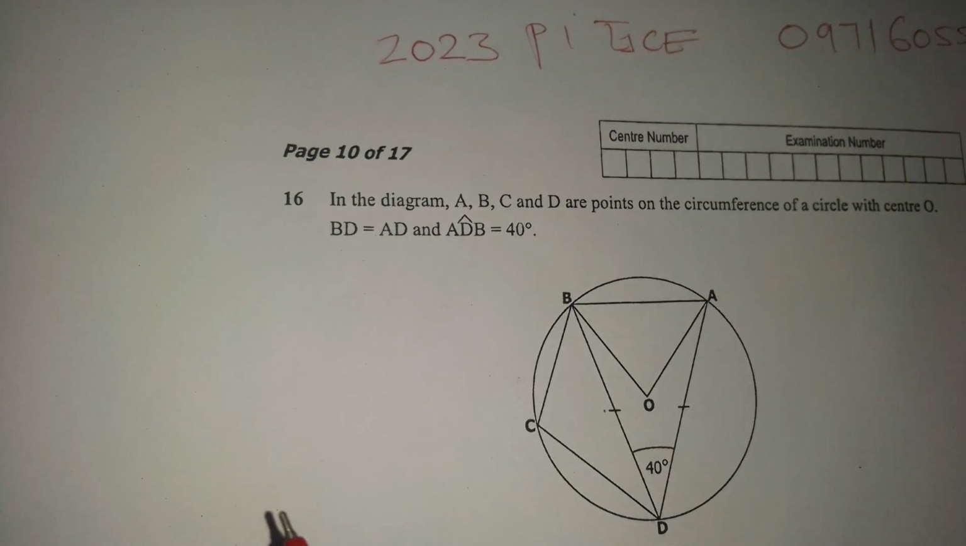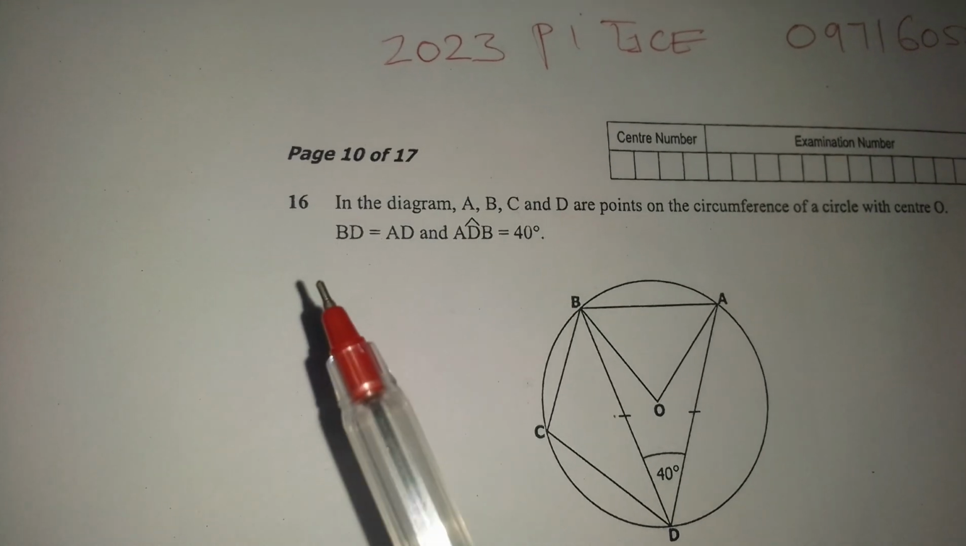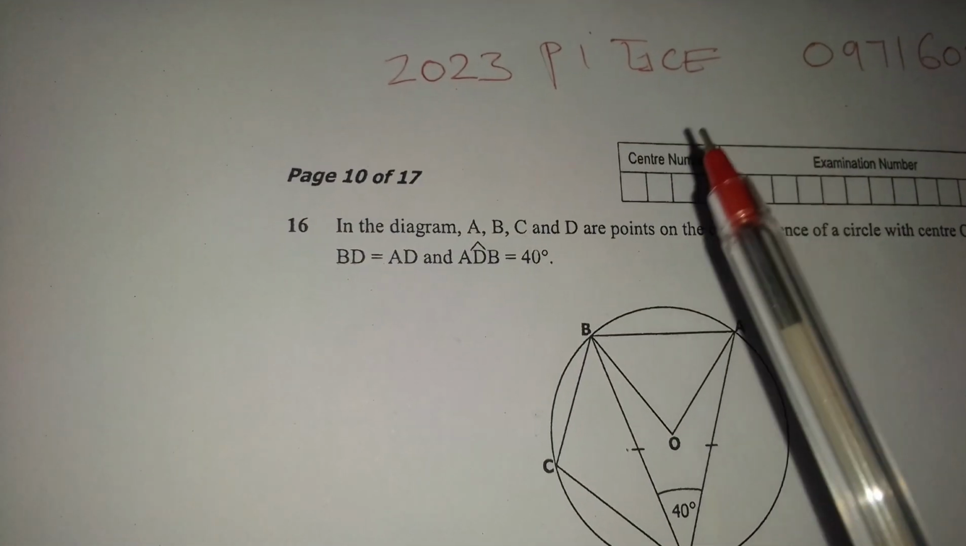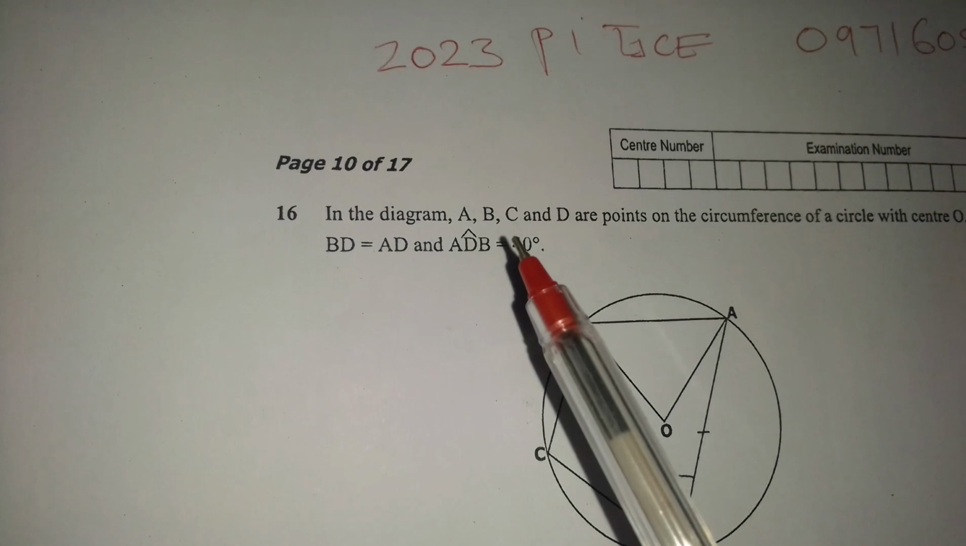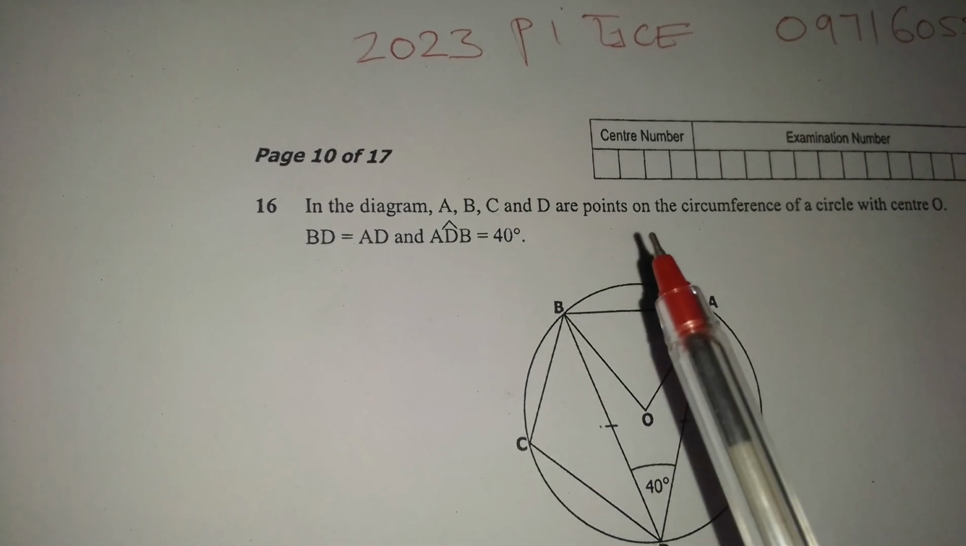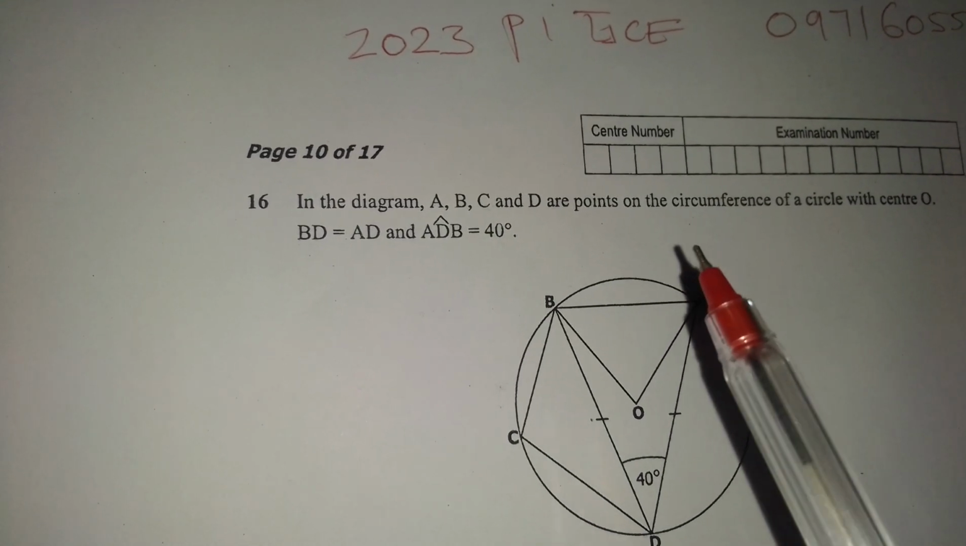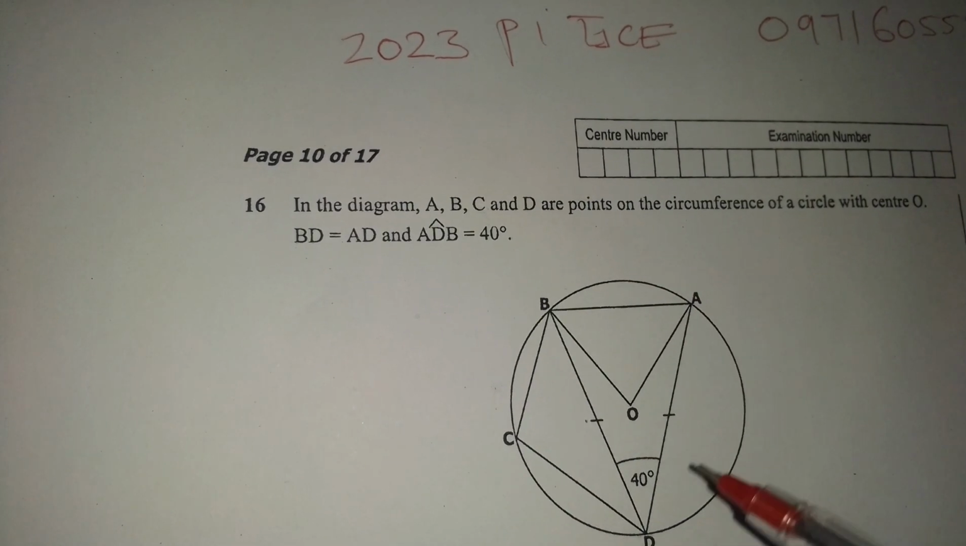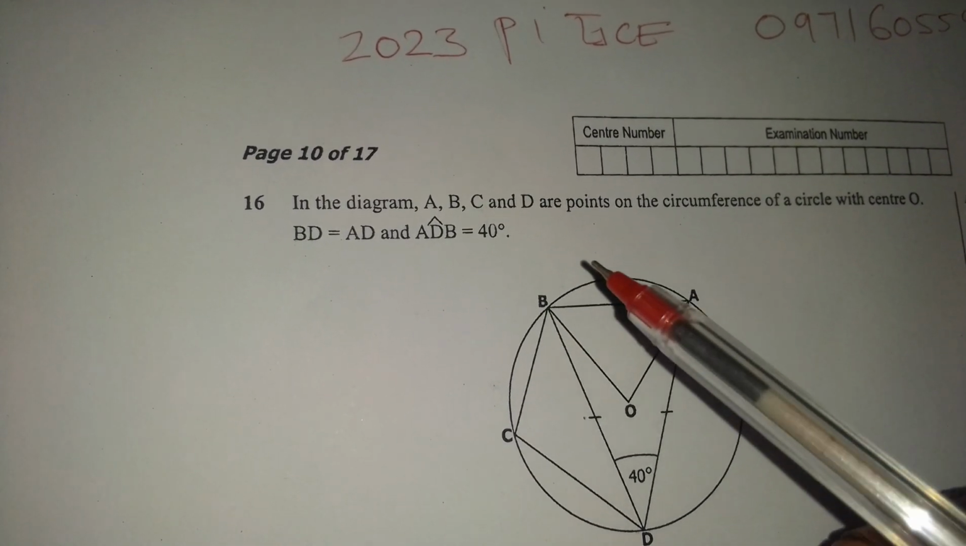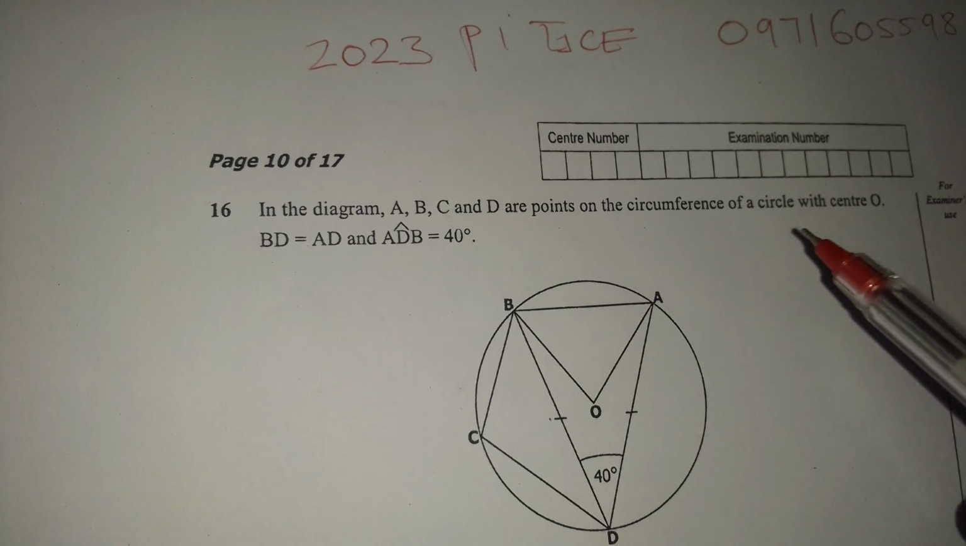So this question is question 16. In the diagram, A, B, C, and D are points on the circumference of the circle. So the circumference is the total distance around the circle. We have A, B, C, and D with center O.